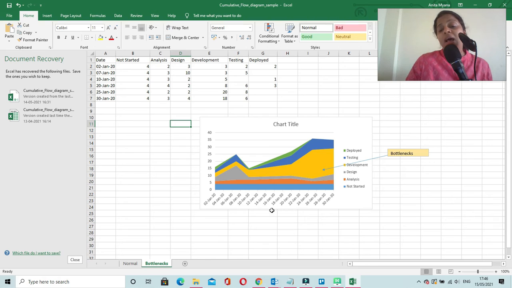like this. And here it is apparent that in the development stage, this yellow band is the development stage, this is very much wide. That shows that more and more tasks are getting accumulated at this stage. So this is the stage that needs to be inspected.